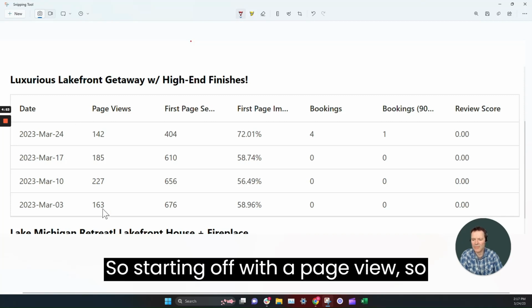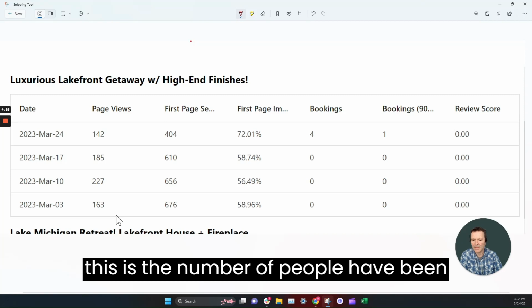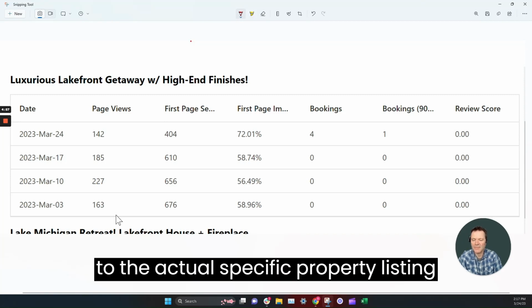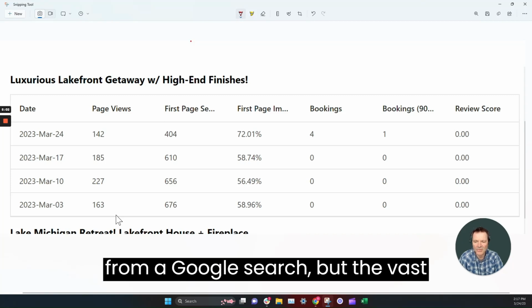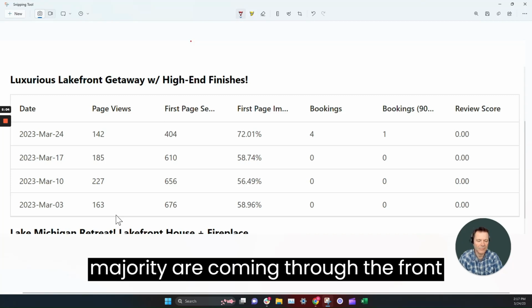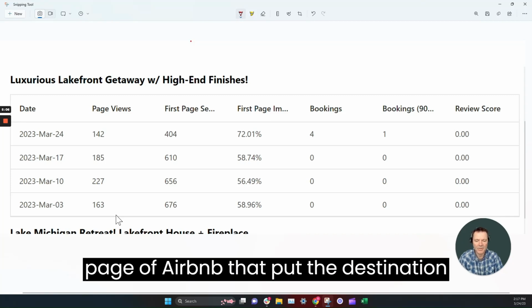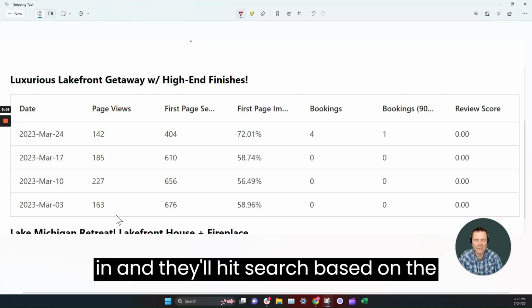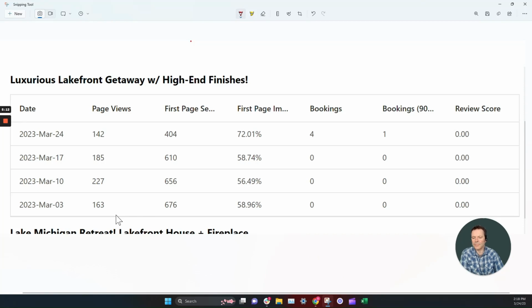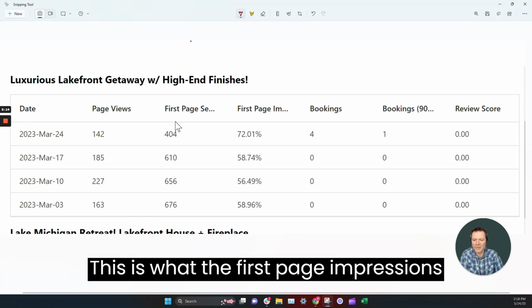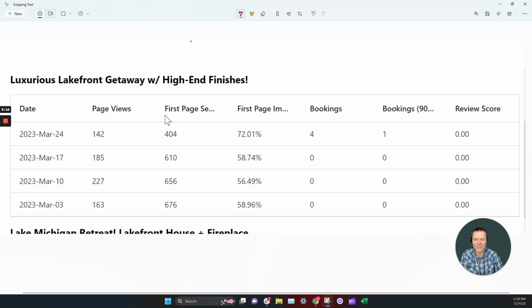So starting off with the page views, this is the number of people who've been to the actual specific property listing page. People can reach that obviously from a Google search, but the vast majority are coming through the front page of Airbnb. They'll put the destination in, and they'll hit search based on the number of bedrooms, number of people, and their dates. This is what the first page impressions is all about.